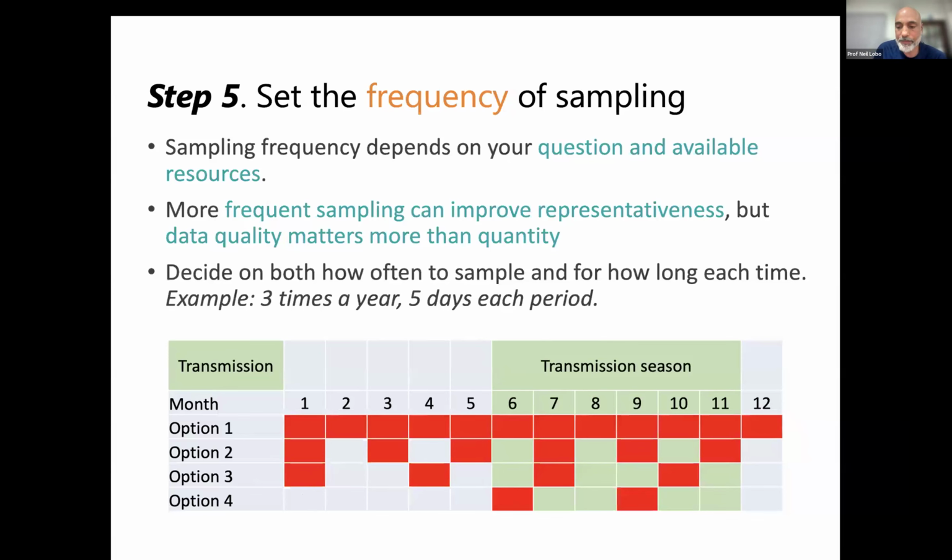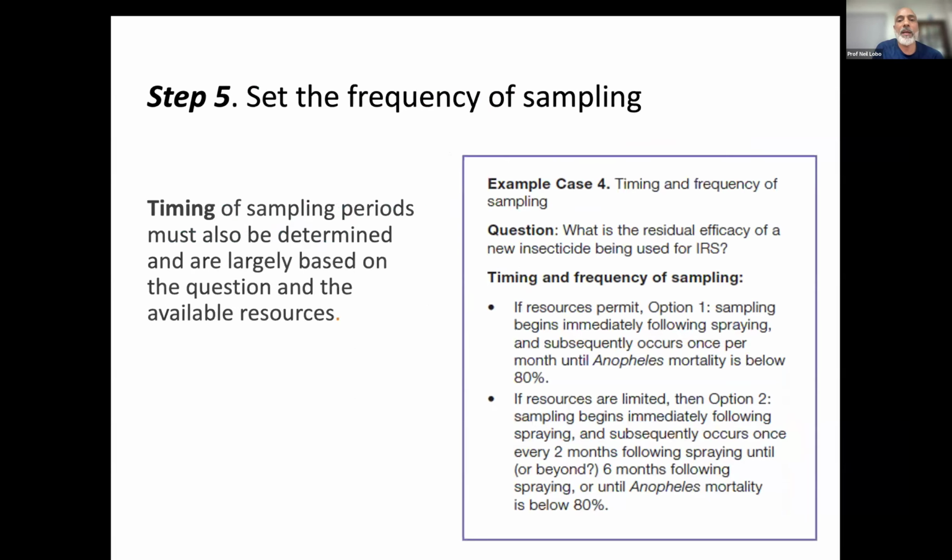of sampling. Oh, I think I'm running ahead of myself, right? So again, as I just mentioned, the timing of sampling periods is based on your question and your available resources, right? Here's an example. The timing and frequency of sampling. And your question is, what is the residual efficacy of a new insecticide being used for IRS? So you want to find out how long the IRS lasts.